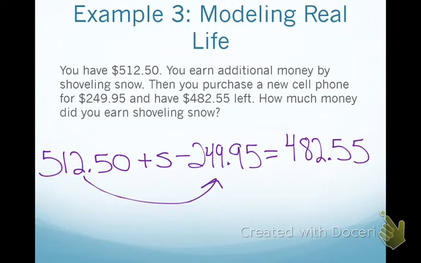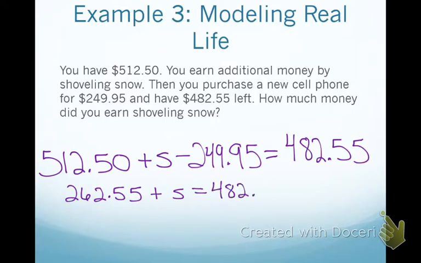512 minus 249.95. Okay, what's 512? I'm actually not sure. $512.50 minus 249.95 gives me, change it to a decimal, $262.55 plus S. Why did I use S? S for shoveling. I don't know. You could have used X. Equals 482.55. Okay, now solve for S.